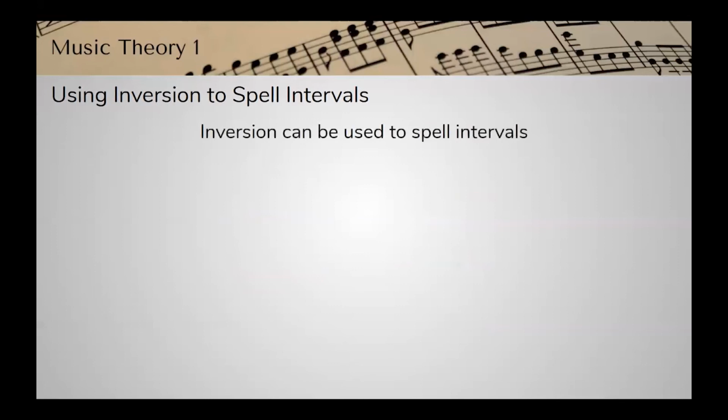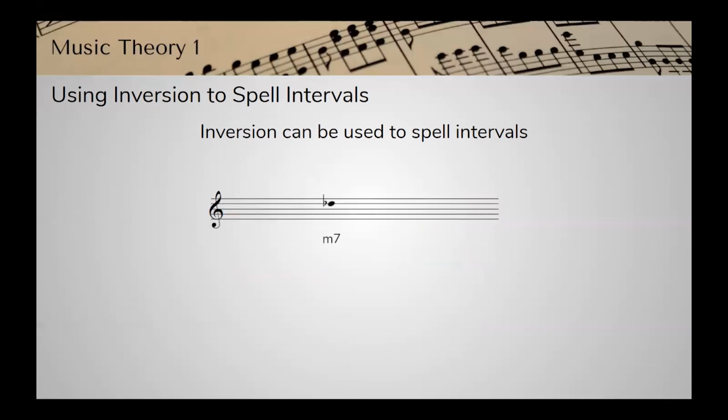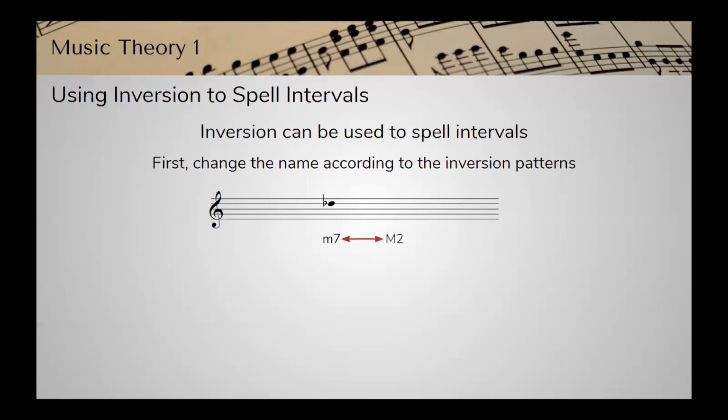It's really useful. The reason it's useful is because sometimes we'll have to spell really ugly intervals, weird intervals that you might not know off the top of your head, and that's perfectly fine. But inversion can be your way around it. So here I want to find a minor seventh below this D, and I'm not really exactly sure what that is. So if I want to spell the interval below, what I can do is just invert the name of the interval and spell it above.